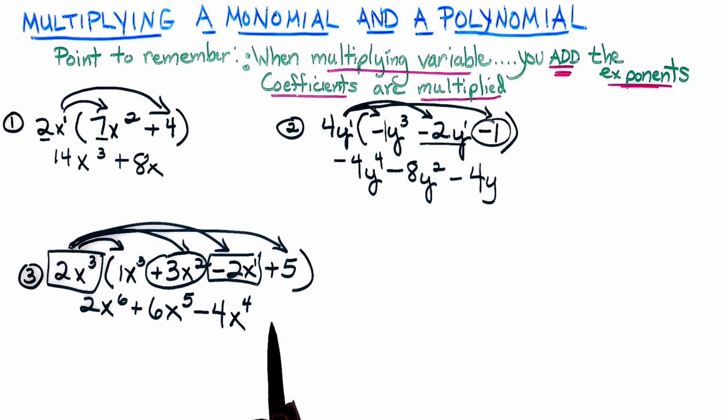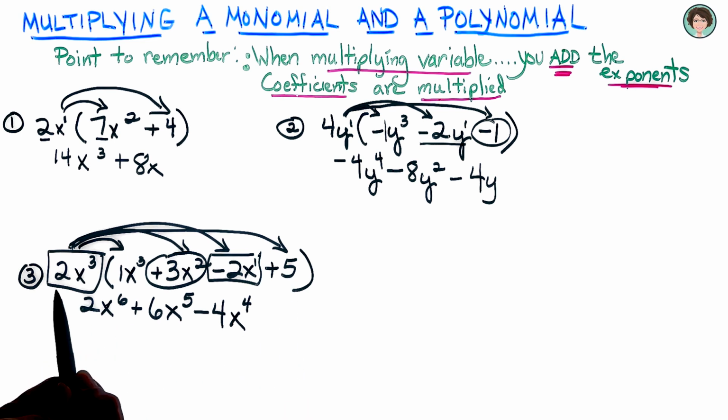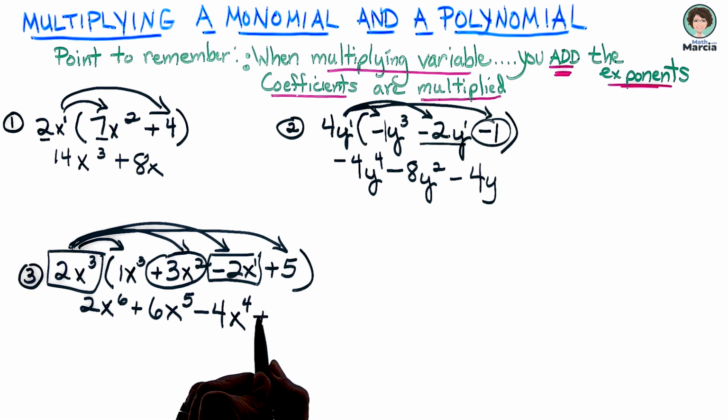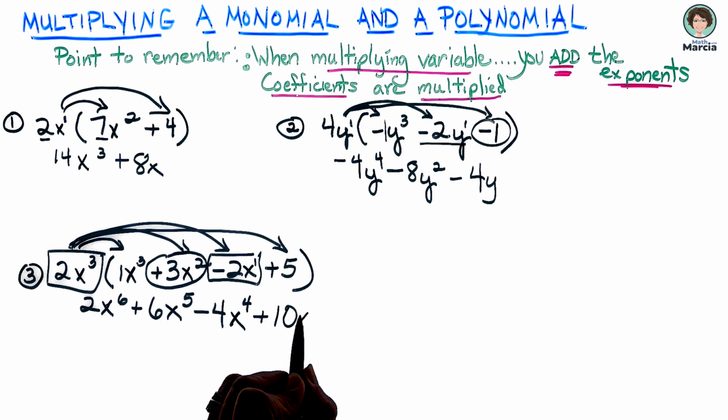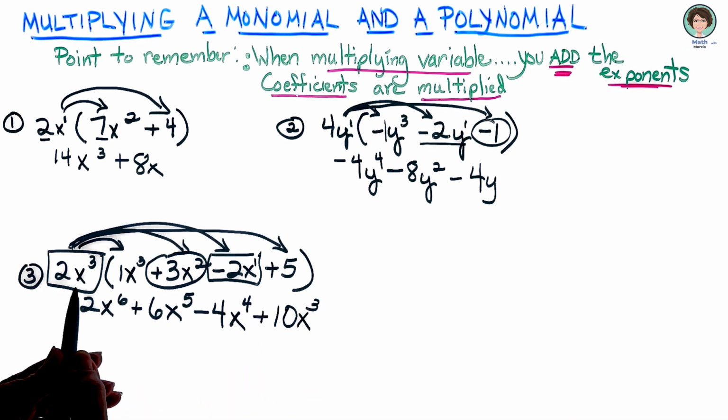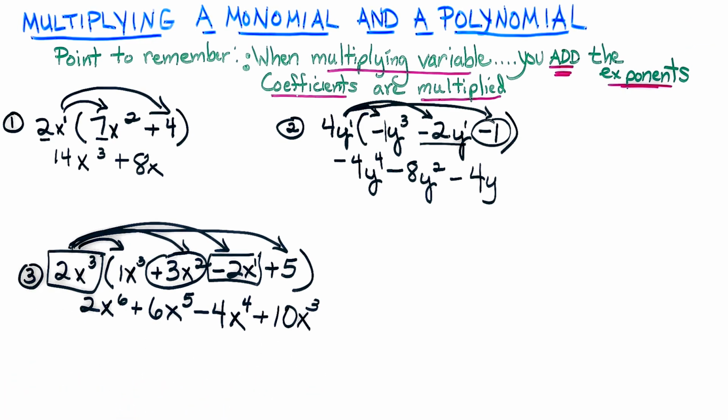And we're finally down to our last term. 5 times 2 is 10. And it's 10x cubed. We just write the variable after that. And that's what you are doing when you're multiplying a monomial and a polynomial.